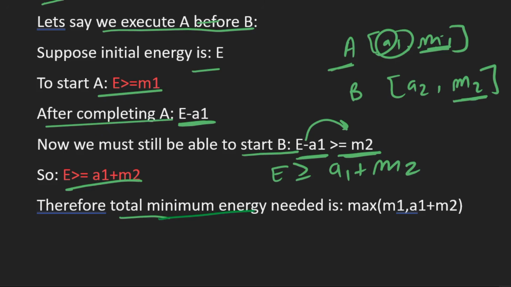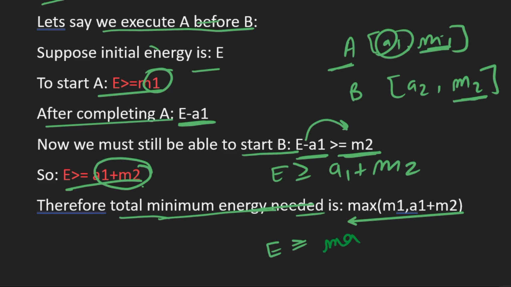So the total minimum energy that we need is the maximum of M1 comma A1 plus M2, like the maximum of these two, right? So if we execute A before B, then the minimum energy is equal to the maximum of M1 comma A1 plus M2, right?